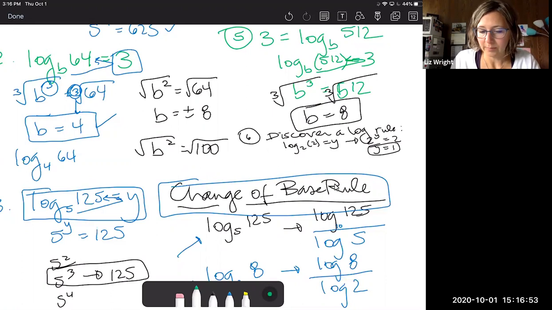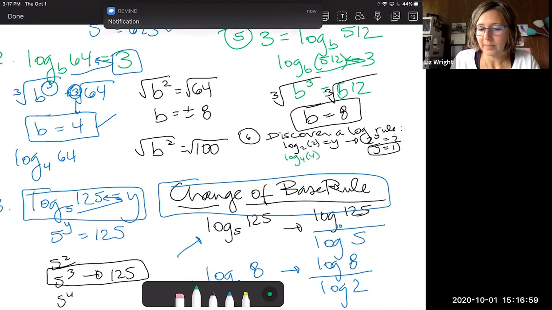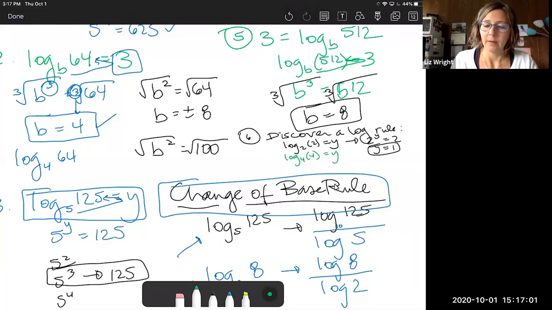So the next one, let's do log base 4 of 4 equals y. So log base 4 of 4, 4 to what power is going to give me 4? And again, I hope you say y equals 1, right? Because 4 to the 1st power will give you 4.